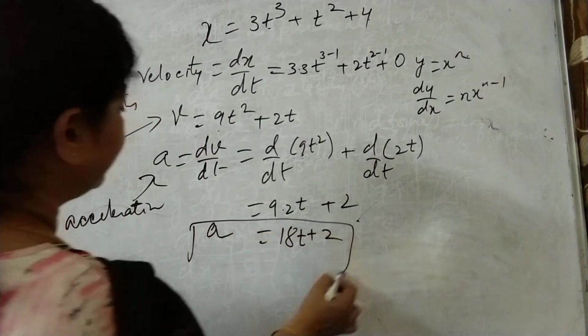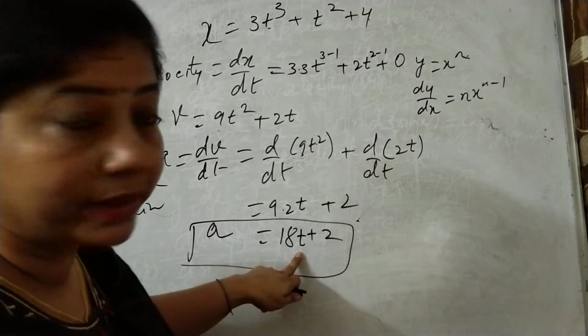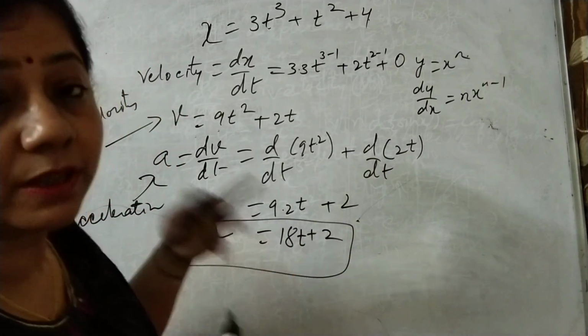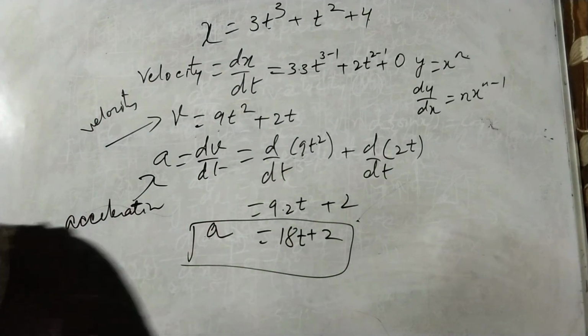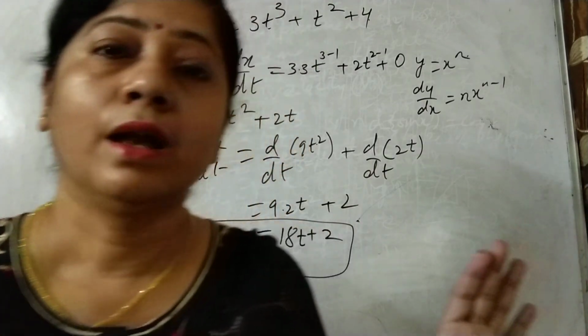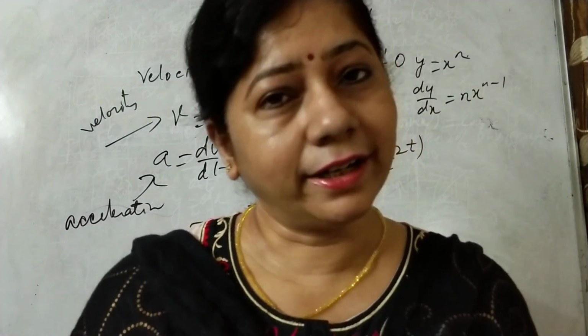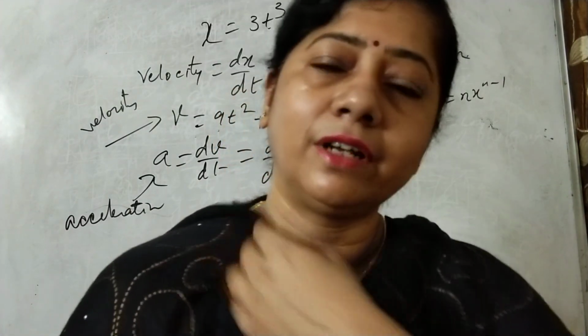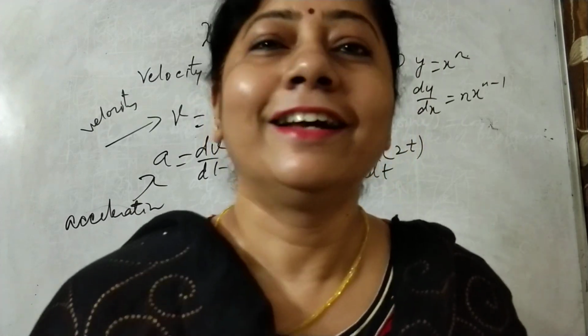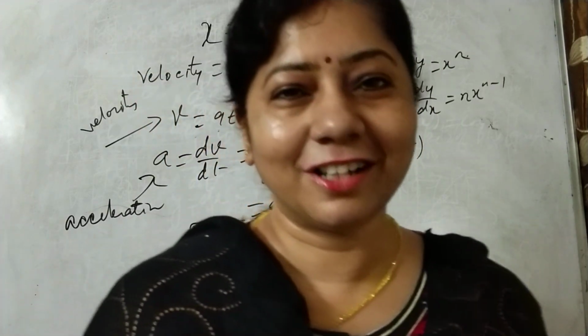Now this acceleration has one variable with it, so it is non-uniform. If we had got the acceleration without any variable, we would have called it uniform acceleration. When we do the next chapter, motion in 1D, we'll be doing all such things there. So I hope you have understood differentiation. Thank you.